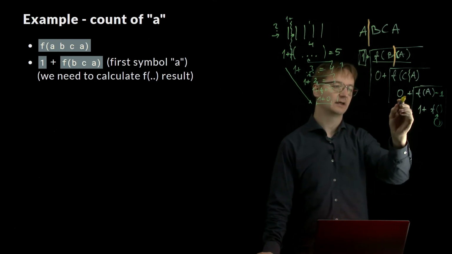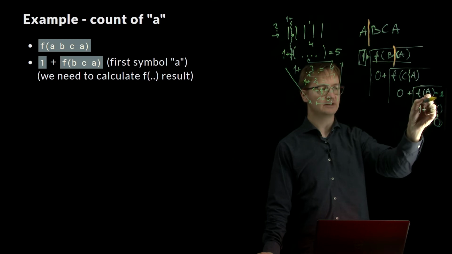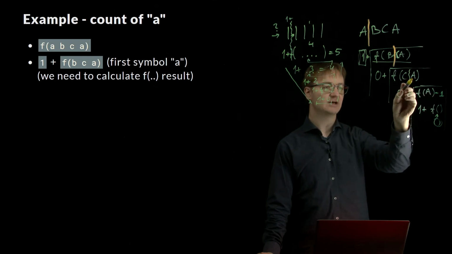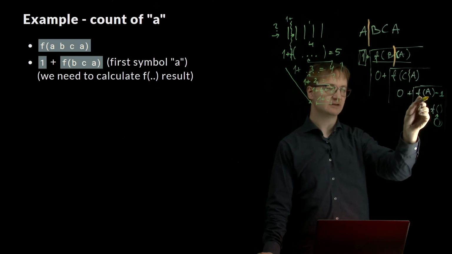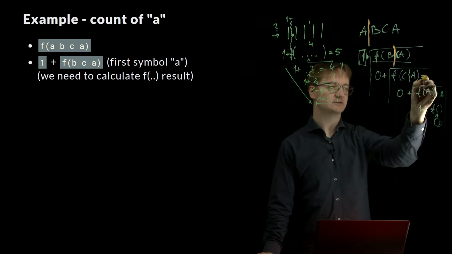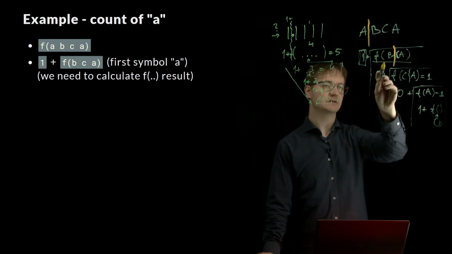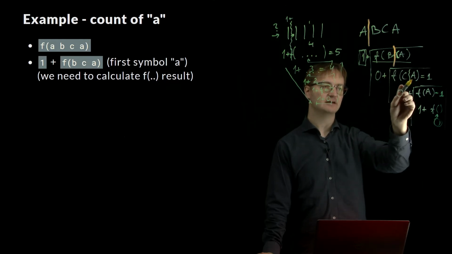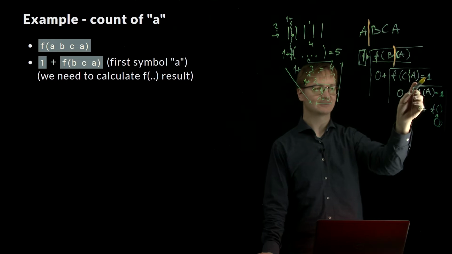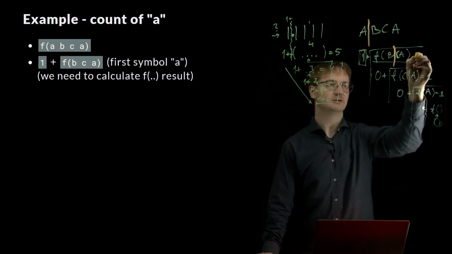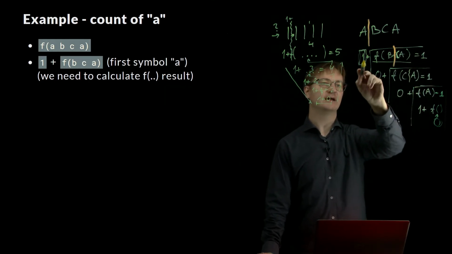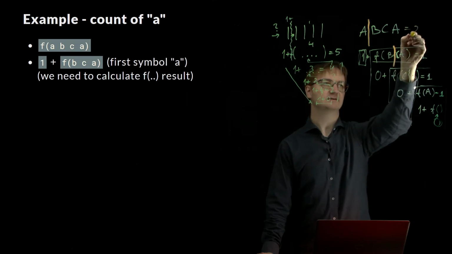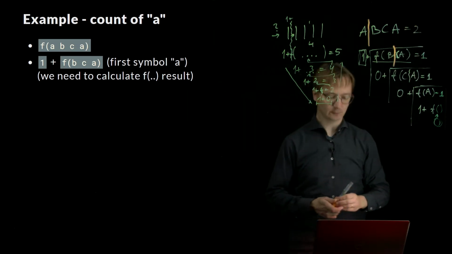And here, again, now we know that the function from A is 1. Function from CA is 0 plus function of A, which is 0 plus 1, is 1. Here the same. A function from BCA is 0 plus function from CA, but function from CA gave us 1, and now we know that, again, this is 1. And now if I want to calculate this, I get the result of 2.